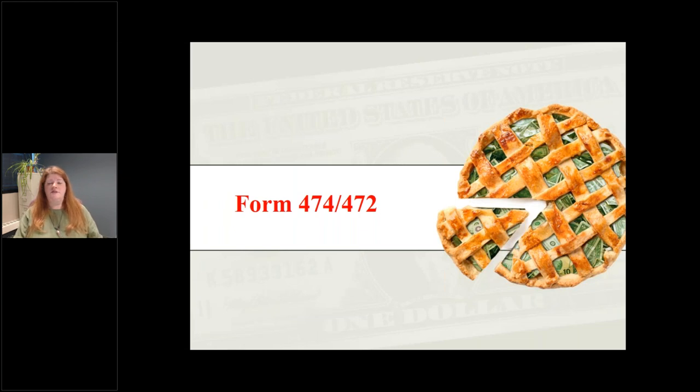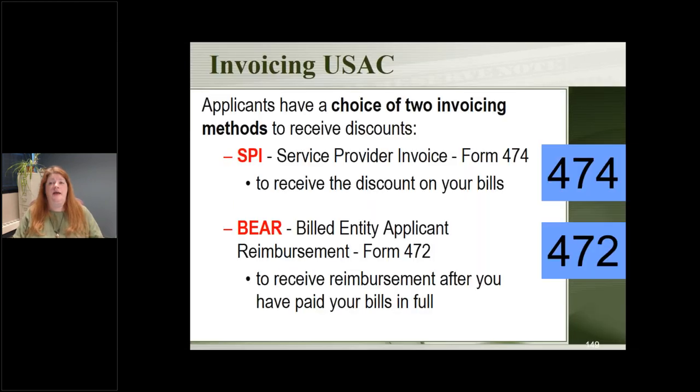All right. So after you've done your 486, the last form in the process is the 474 or the 472, depending on your situation. This is what USAC calls invoicing. This is where you're choosing how you're going to receive your funding. You have a choice of how you want to receive your money. If you want to receive a discount on your bills, where you automatically just get the money, you just pay a lower bill, your service provider submits what they call the service provider invoice form, the SPI, form 474. They submit that, your bills start coming automatically discounted. If that's your situation, you're done after the 486. You only have to do those first three forms.